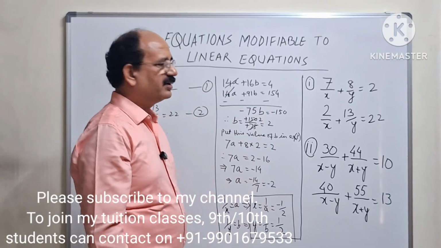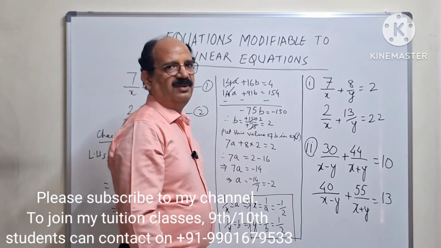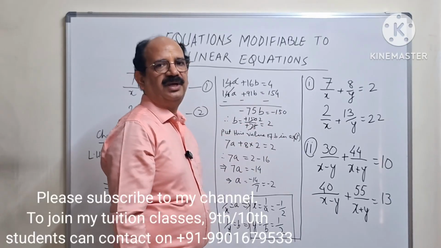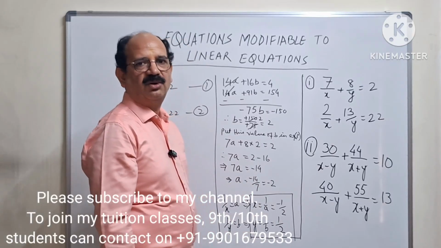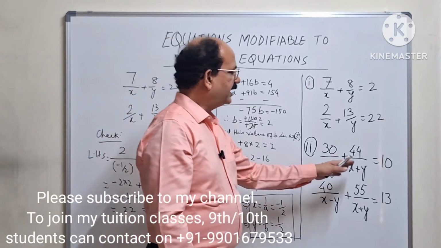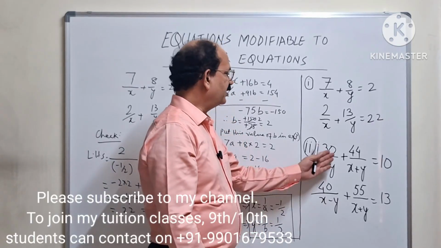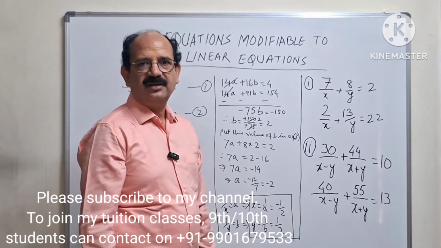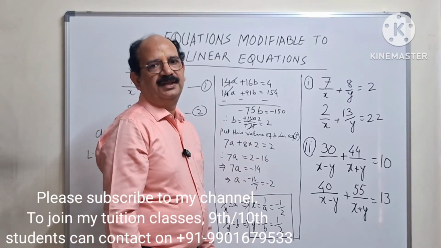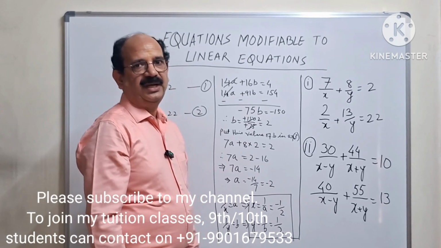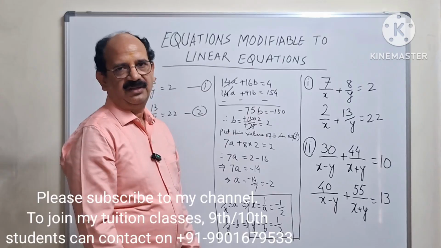And how do we convert it? The way we have done in the first problem, we had taken 1 by x equal to a. In the second problem, we will take 1 by x minus y equal to a and 1 by x plus y equal to b, and that way this problem becomes linear. You solve for a and b, and then again revert back to x minus y and x plus y, and then solve for x and y.